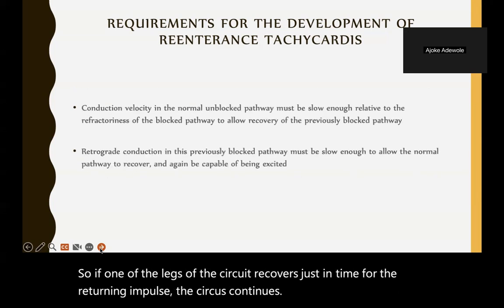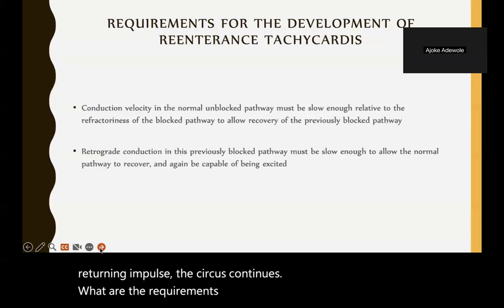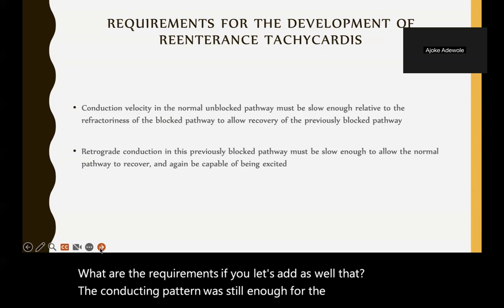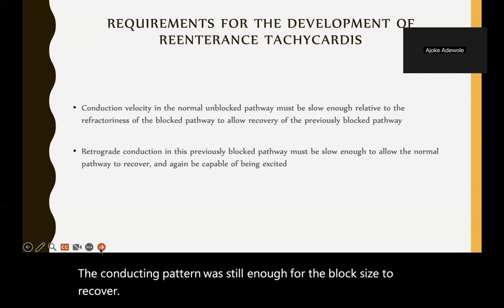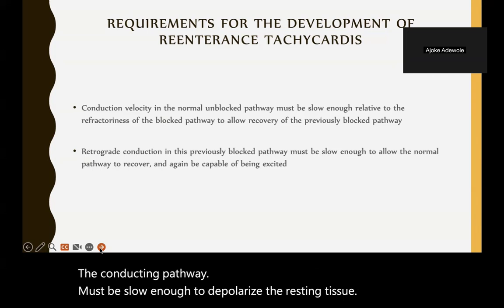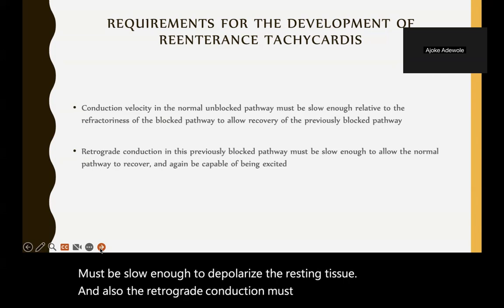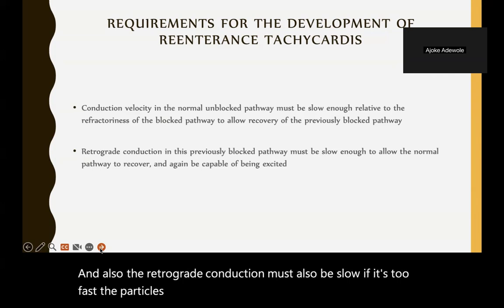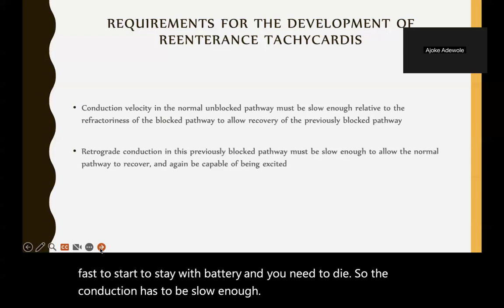Now, what are the requirements again? Let's add as well that the conducting pathway must be slow enough for the blocked side to recover. So what we mean here is that the conducting pathway must be slow enough to repolarize the resting tissue. And also the retrograde conduction must also be slow. If it's too fast, the part is still refractory and the loop dies. So the conduction has to be slow enough for it to be retrograde.